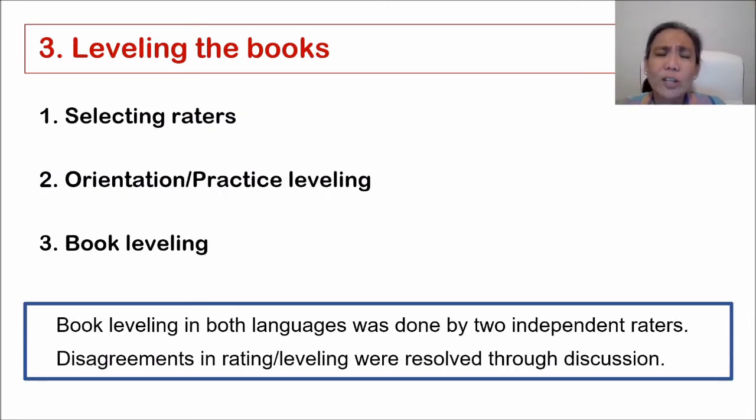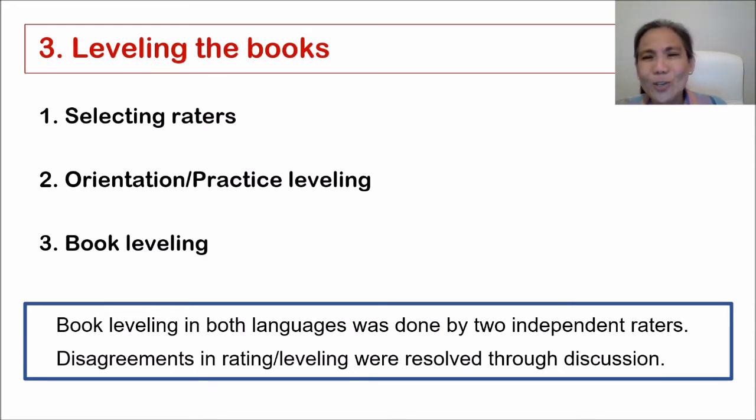People who have experience with children's books and with children were selected as raters. They went through an orientation or practice leveling session before they independently rated the books. Disagreements in rating were resolved through discussion. In Filipino, discussion usually revolved around readers' familiarity with content and vocabulary, while in Canada, discussion revolved around concept load, sentence complexity, and whether illustrations support the text.